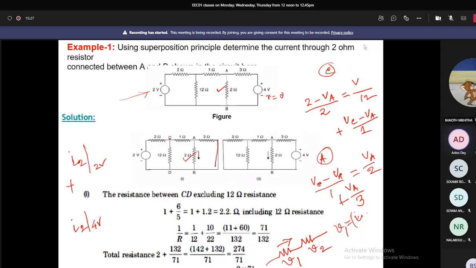So then only the additive property holds. Then only we can take 2 volt at a time while replacing the 4 volt by its internal resistance. Then for the other case, replacing the 2 volt by a short circuit, and then we can add them up. Then only we can get the total effective current through the branch AB. That is possible because the circuit is linear and it can hold the property of additive nature and homogeneity. Okay, so that is what I discussed for the first few minutes.